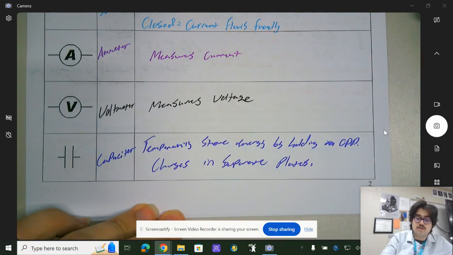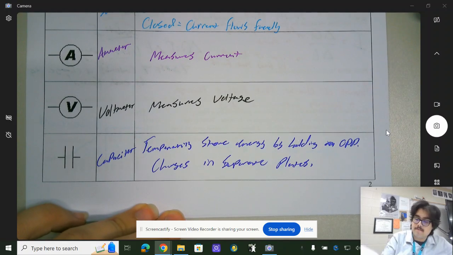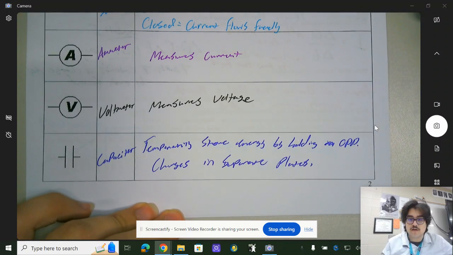That should be the first section, just on electric current and voltage. All right. Have fun.